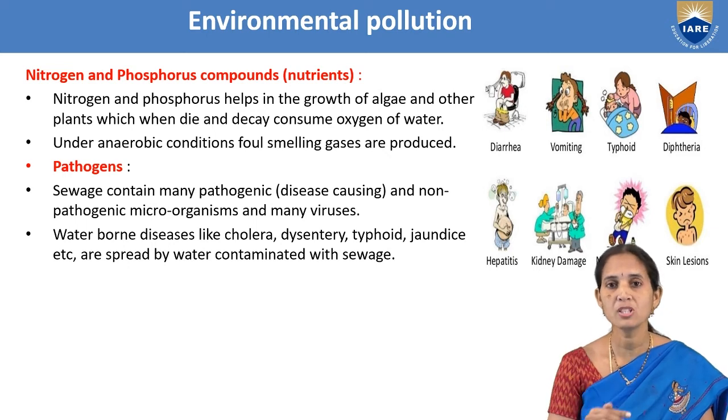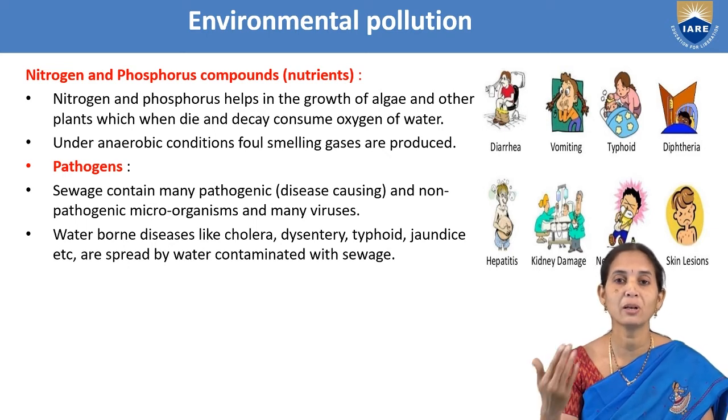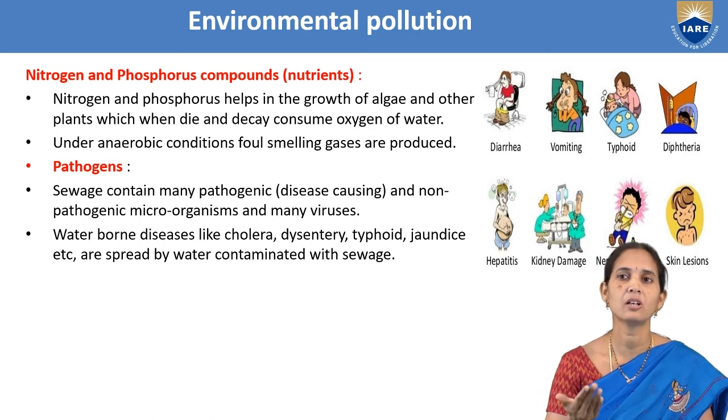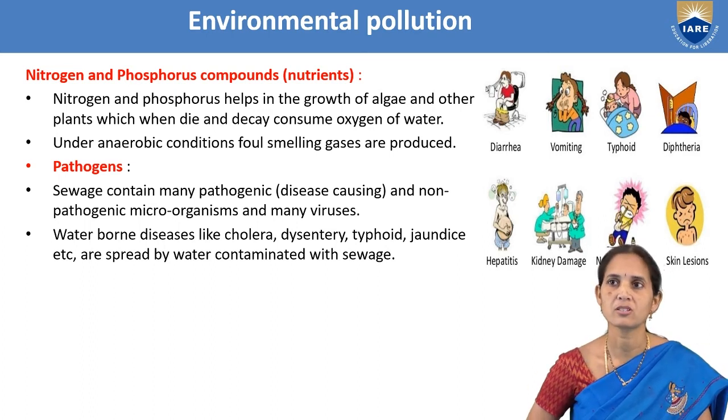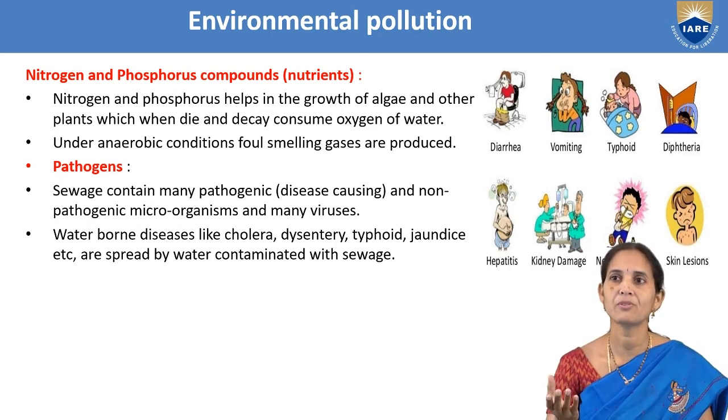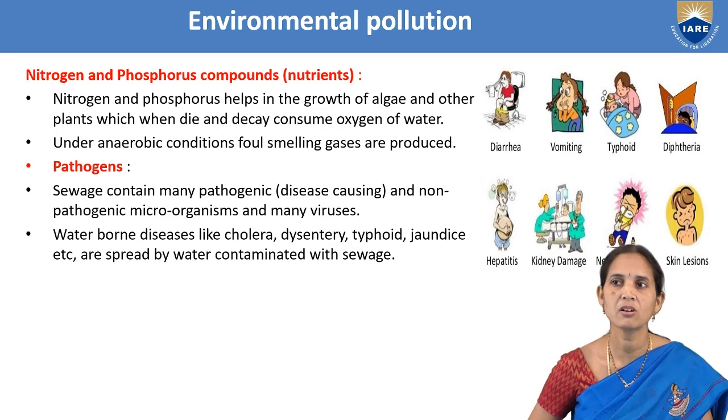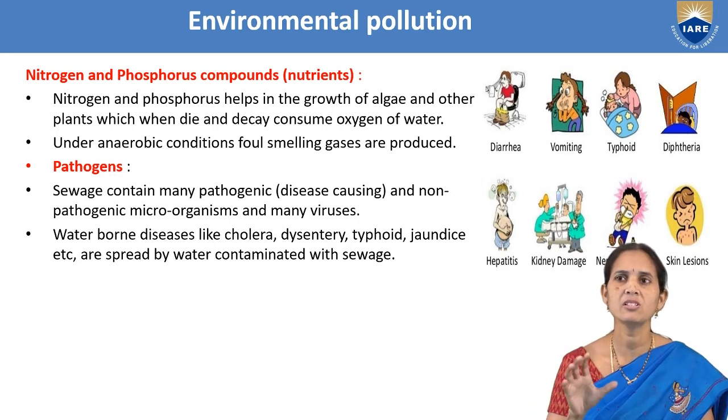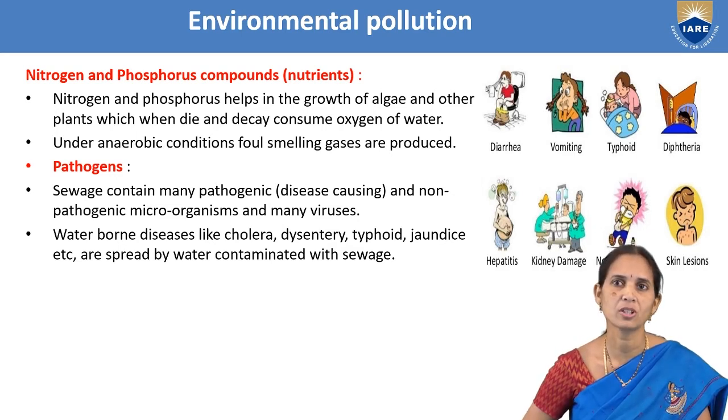So how is this water polluted? Mainly by sewage, wastewater and food waste. Because of this the water is polluted, and when we take that water we get cholera, typhoid and jaundice, and people suffer. They get vomiting, typhoid, and we can see in the diagram kidney damage and nerve disorders. All these effects are there because we are taking impure water.